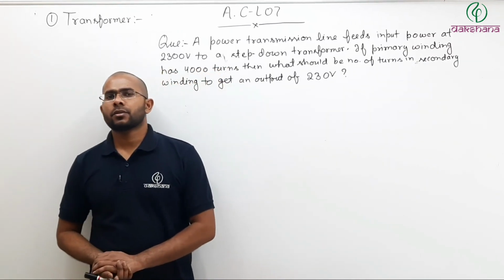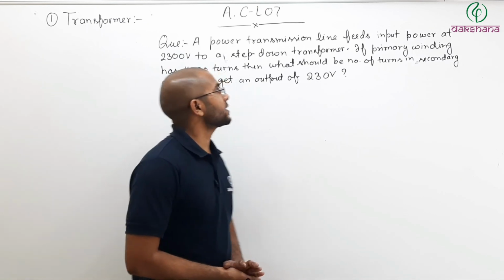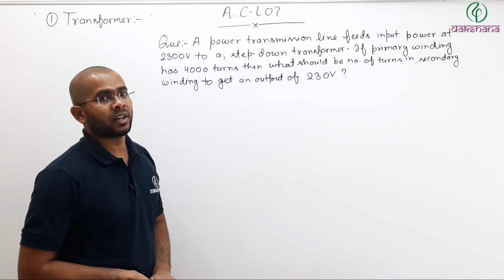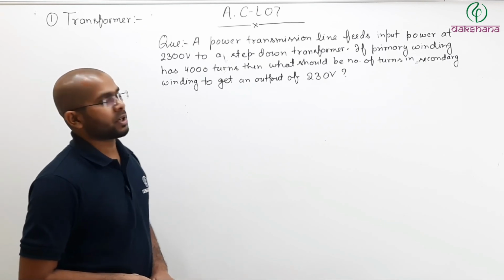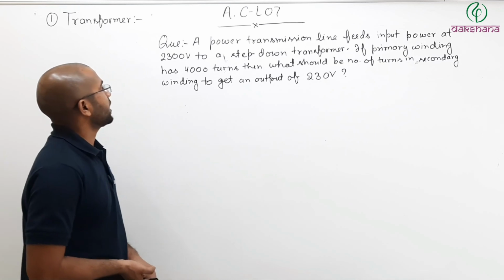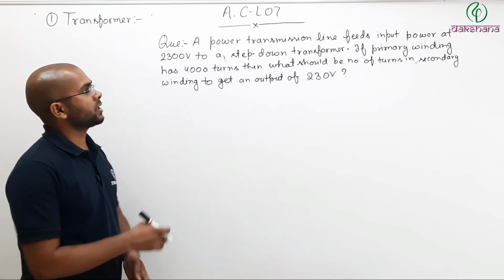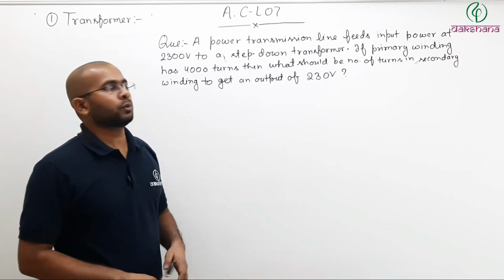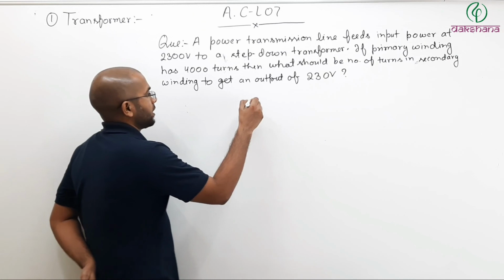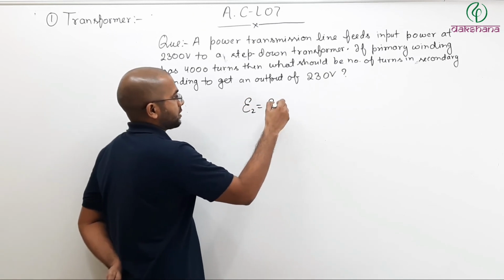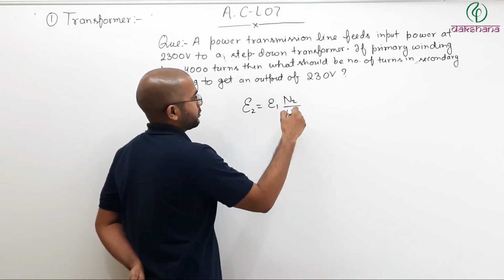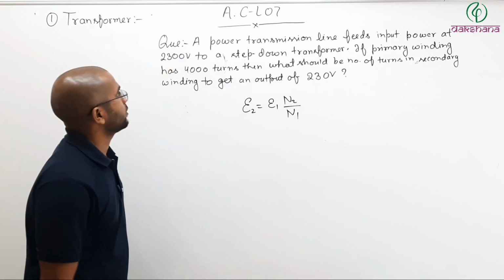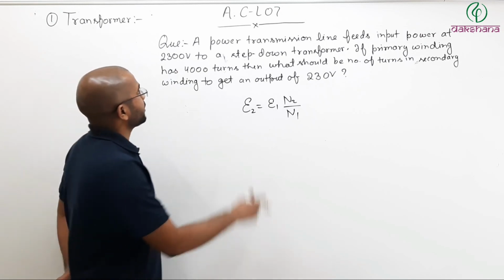Let us solve an easy question based on your transformer. Here it says a power transmission line feeds input power at 2300 volt to a step down transformer. If primary winding has 4000 turns, then what should be the number of turns in the secondary winding to get an output of 230 volt? Okay, so we have seen E2 is nothing but E1 times N2 by N1. Now if this seems too easy for you, next will be, I hope, up to the standard. Now E2 is what? 230.